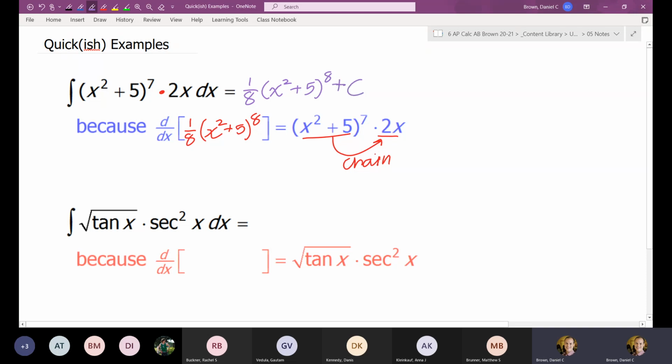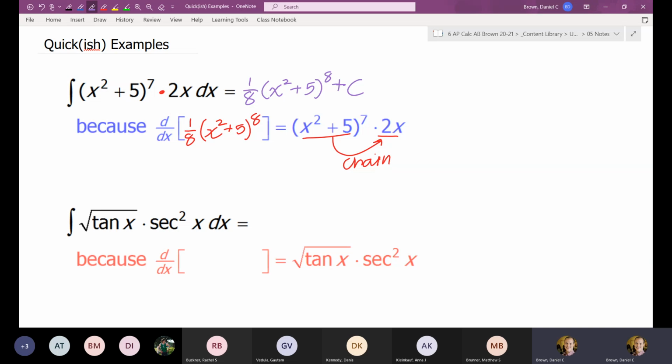You might be asking yourself, where did that 2x go? That 2x went away when you undid the chain rule. It would have shown up when you took the derivative. So when you undo a derivative, it just goes away. So that's the thinking that we're doing with those problems.